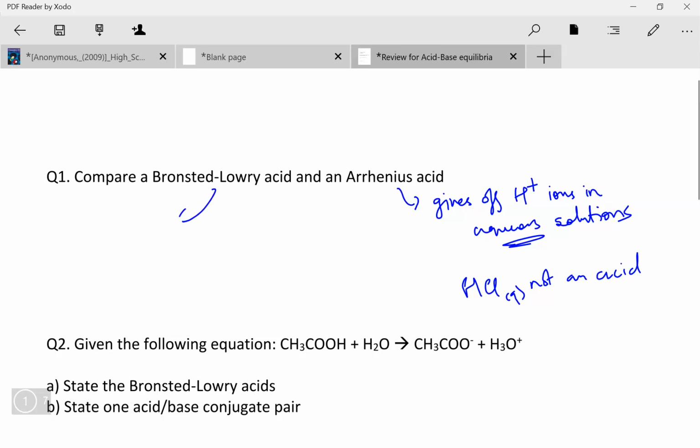However, Bronsted-Lowry said that an acid is anything that donates H plus ions. So that could be to water, like Arrhenius acids, or it could be to bases like ammonia to form ammonium ions. So this included the general case of neutralization reactions, and HCl gas was considered an acid. So it donates H plus ions, and that's it. That's the Bronsted-Lowry definition of an acid.